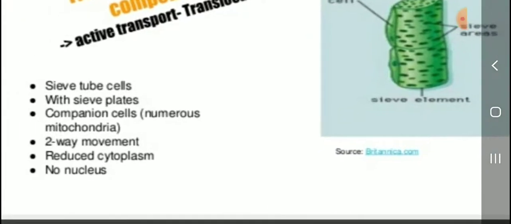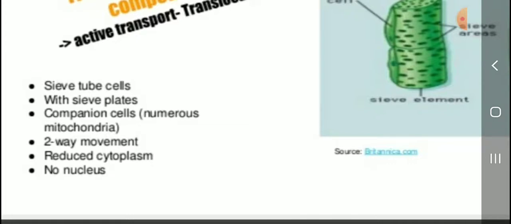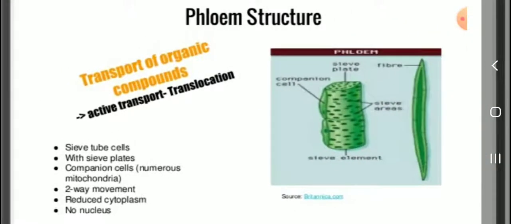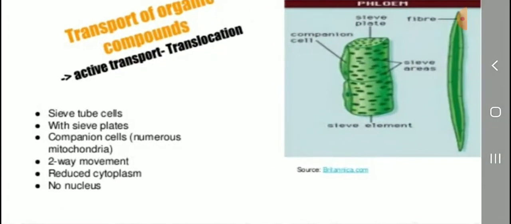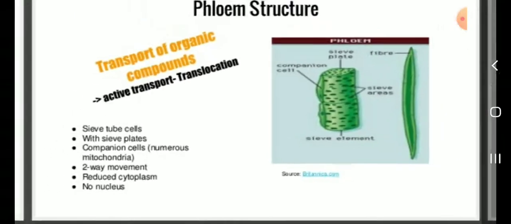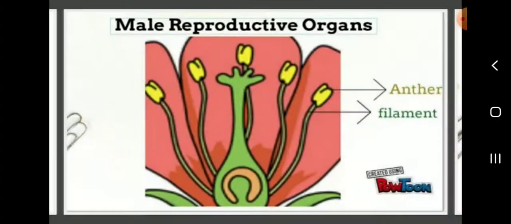Okay, listen. Phloem structure: tube cells, sieve plates, companion cells, two-way movement, reduced cytoplasm, no nucleus.